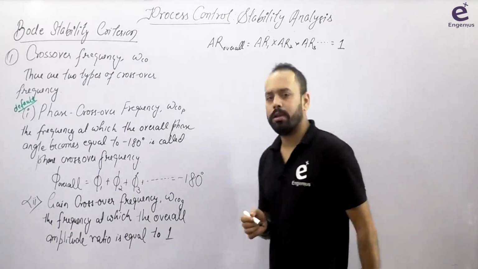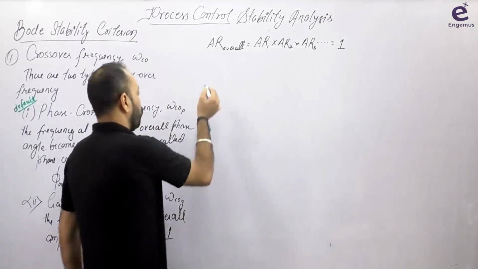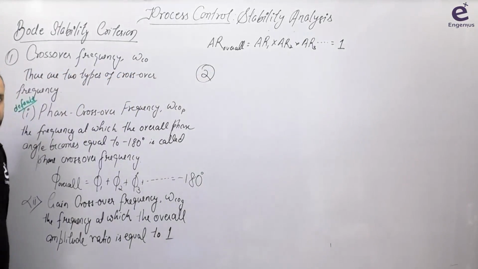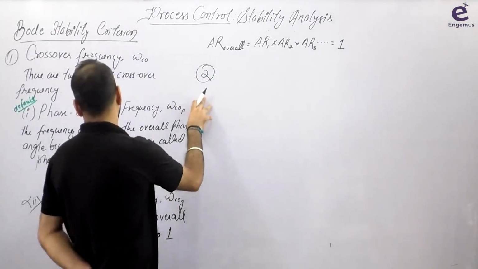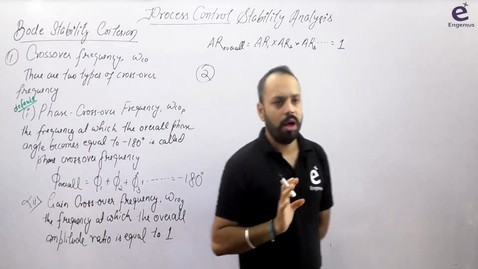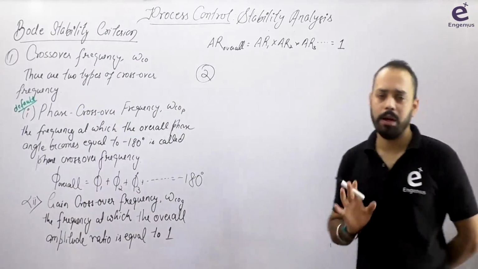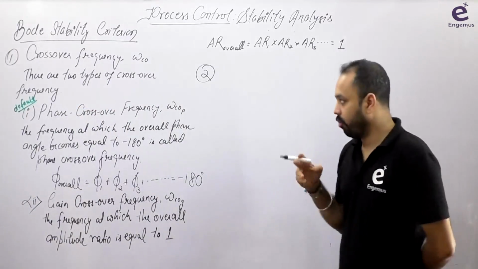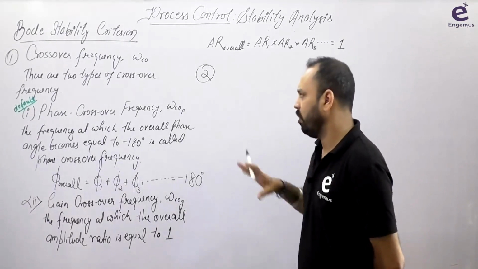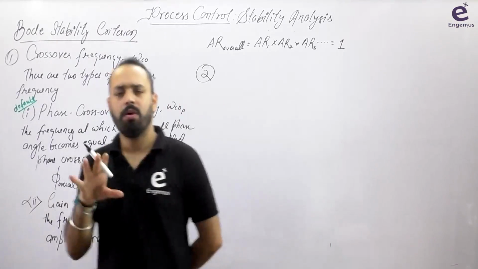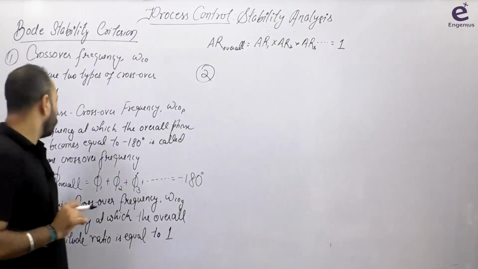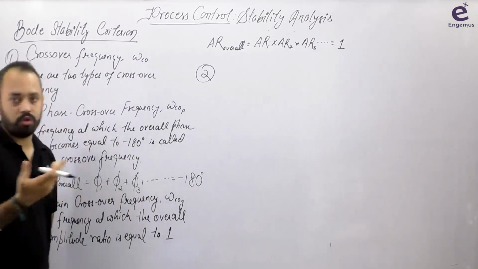Now let me tell you about the second point, very important. One more thing: from the very starting when I started frequency response analysis, you saw that I am only using the open loop transfer functions every time, whether for calculation of phi or of AR. Even for crossover frequencies, you'll be using only the open loop transfer function. In the Bode stability criteria, only the open loop transfer function so far. For plotting the Bode plots as well, I used open loop transfer functions.